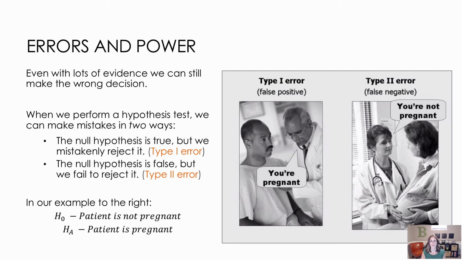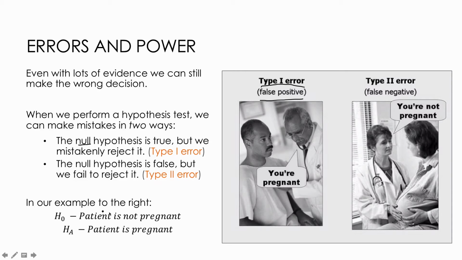So of course, even with all of the evidence in the world, we're still going to make mistakes or make the wrong decision. Sometimes we should reject the null and we don't. Sometimes we do and we shouldn't. So there are special names for each of those. A type 1 error occurs when the null hypothesis is true, but we mistakenly reject it. That's a type 1 error, which essentially is a false positive.